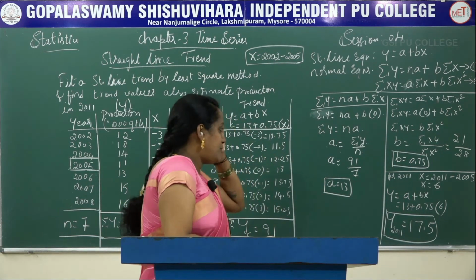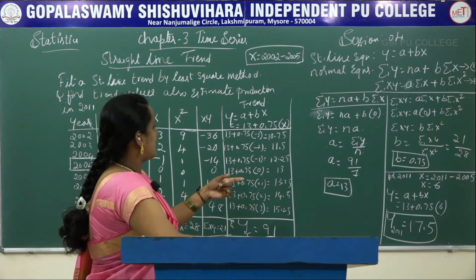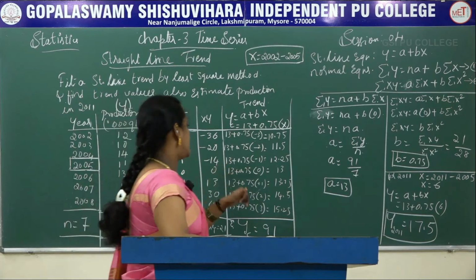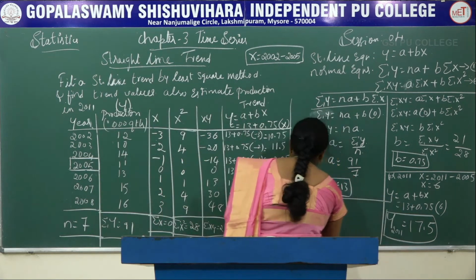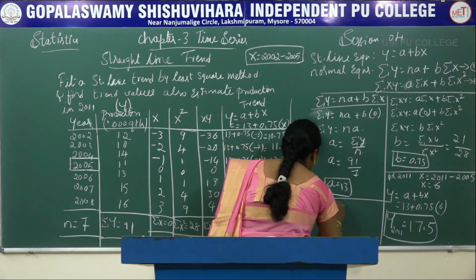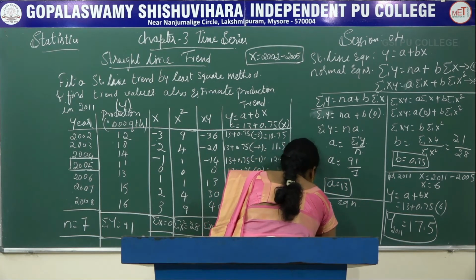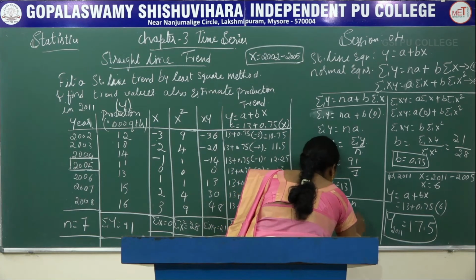After finding this, your calculated value, or y calculated, for 2011 is 17.5. We have to write the straight line equation as y is equal to 13 plus 0.75x.